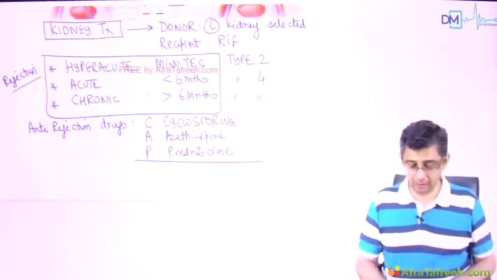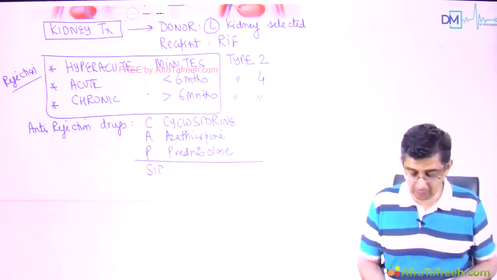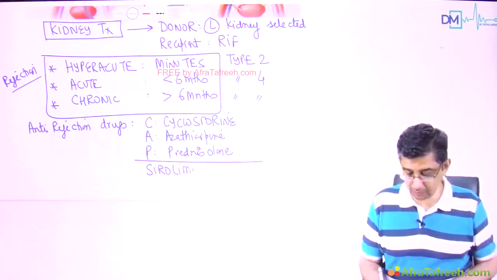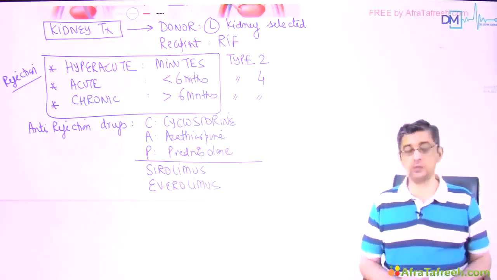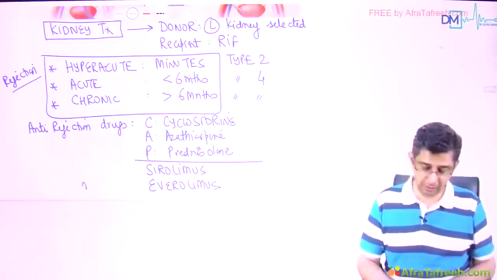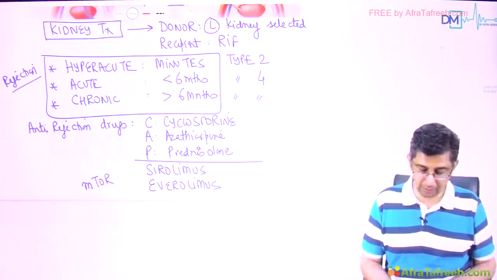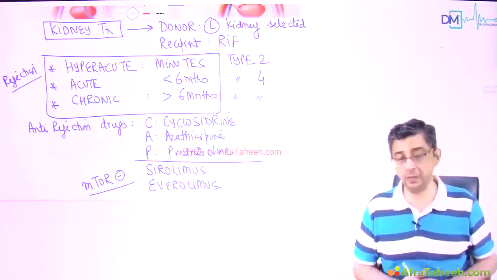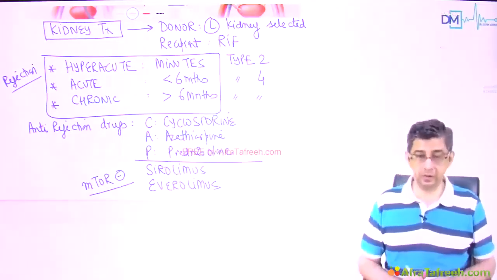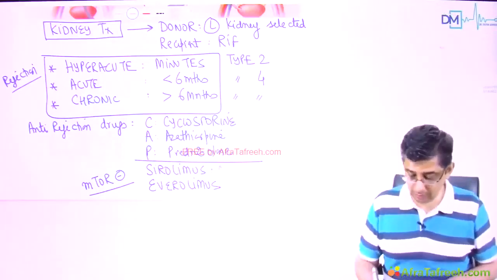Remember the fact that the backup drugs that you have at your disposal are sirolimus, and another one that is available at your disposal is everolimus. Sirolimus and everolimus are mTOR inhibitors, that is mammalian target of rapamycin inhibitors. The good thing about these molecules is that especially sirolimus is a non-nephrotoxic molecule.